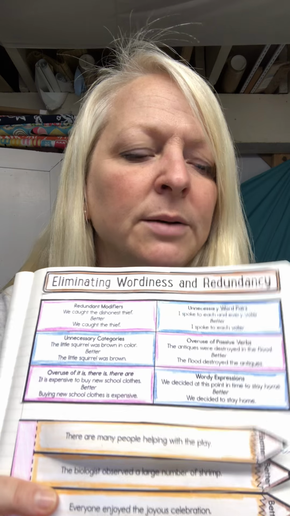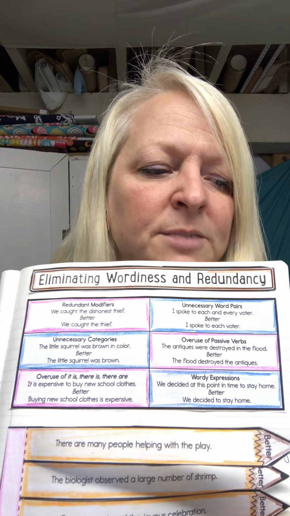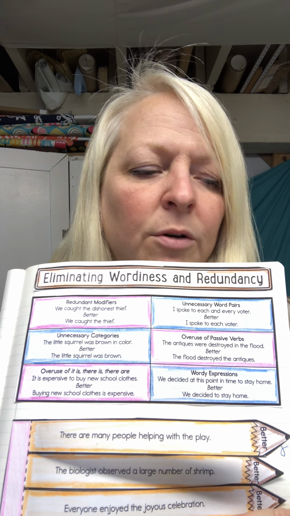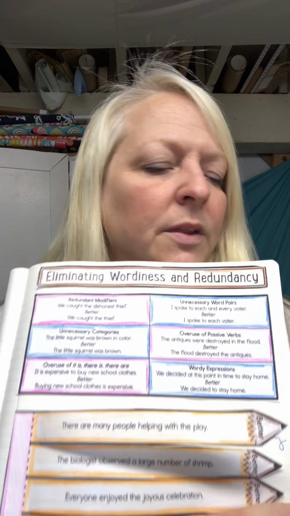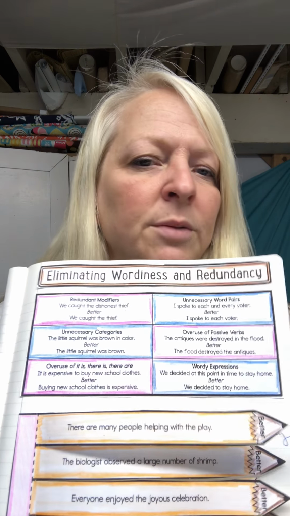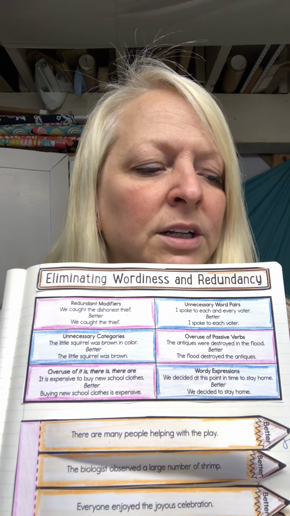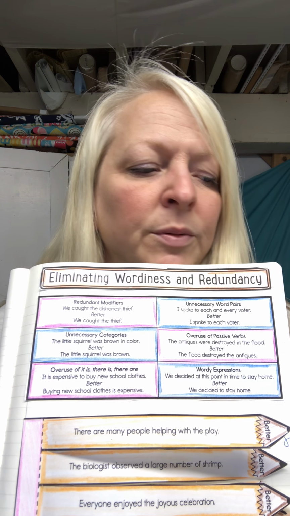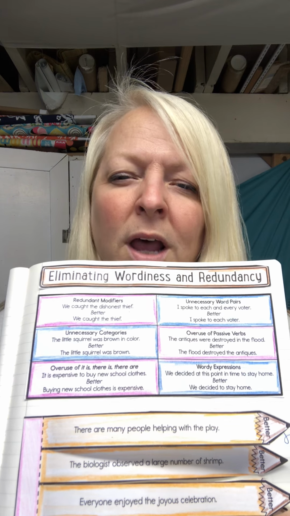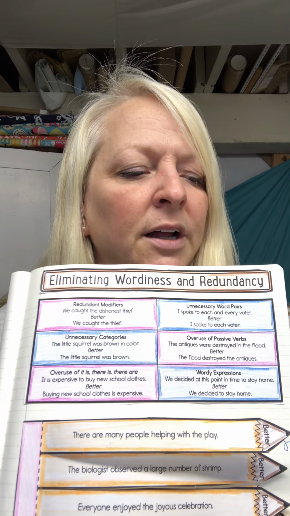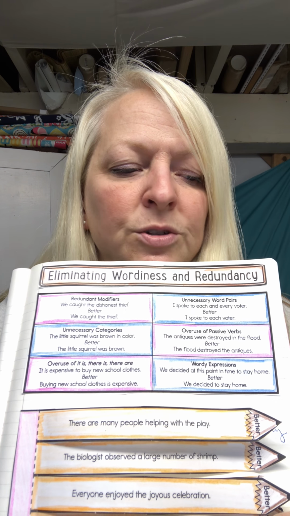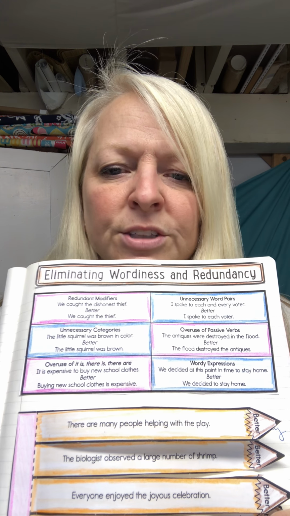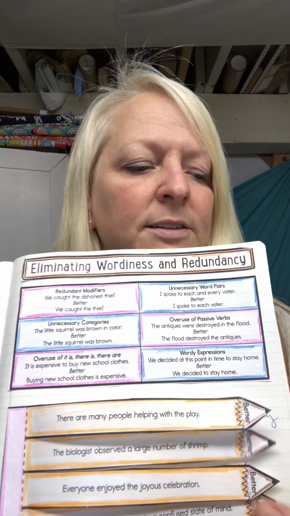Over here, sometimes you have unnecessary word pairs. I spoke to each and every voter. What would be better is just to say I spoke to every voter or spoke to each voter. Right here, we're talking about unnecessary categories. The little squirrel was brown in color. What would be better is the little squirrel was brown, because we know that brown is indeed a color. Sometimes you overuse passive verbs. The antiques were destroyed in the flood. Instead, change it around to say that the flood destroyed the antiques.